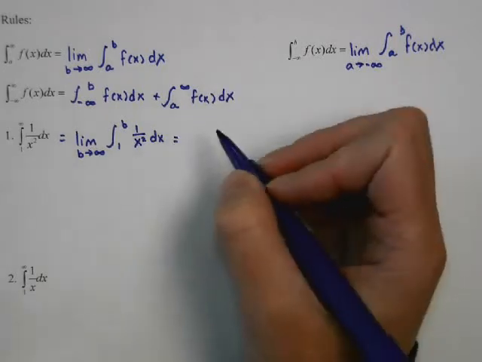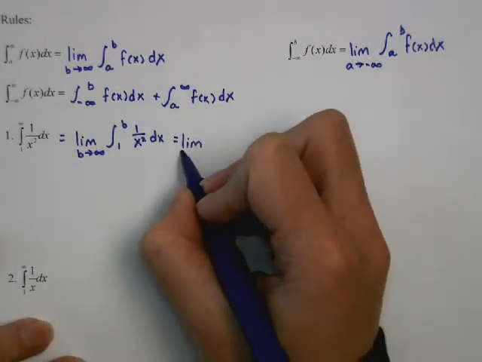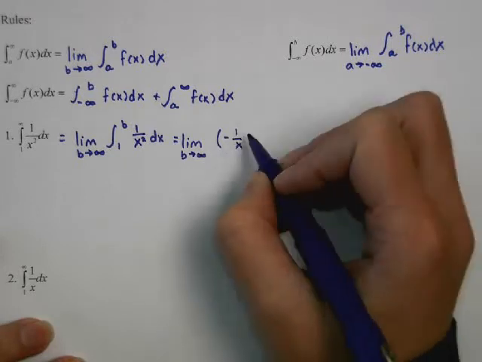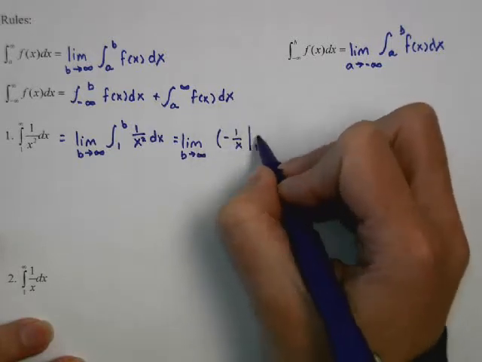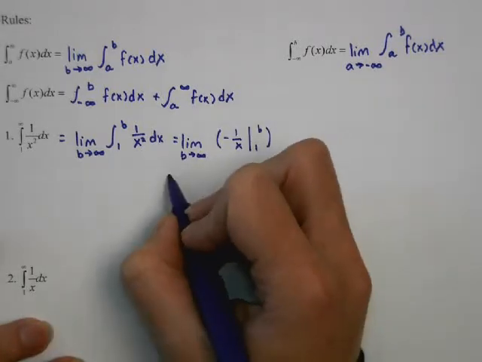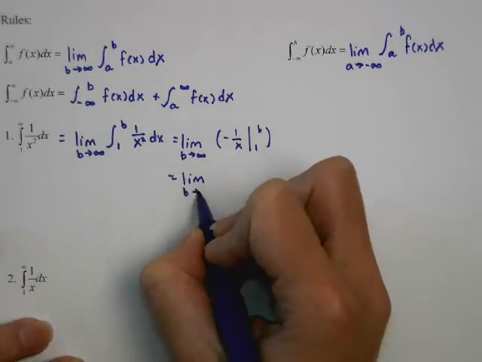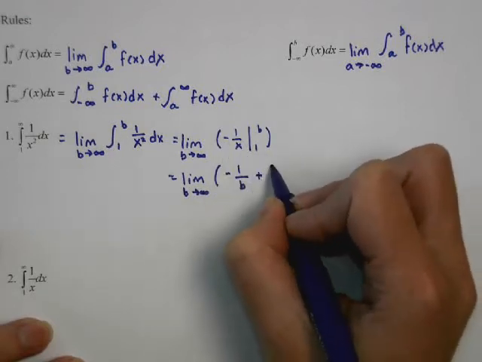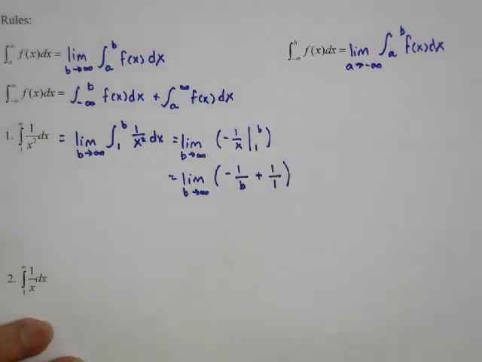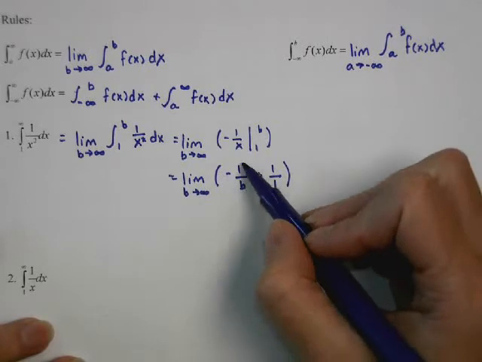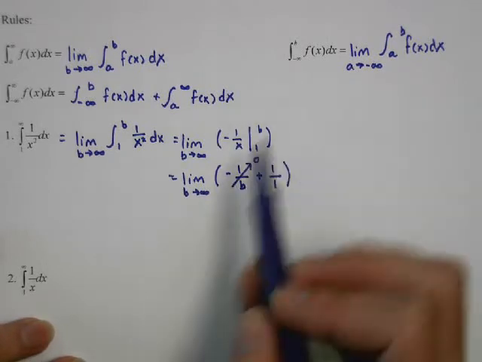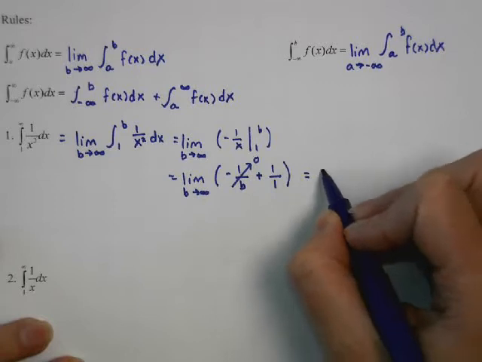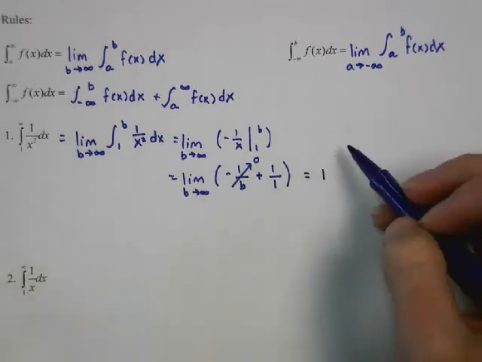So we'll evaluate this integral, and the limit's going to go along for the ride for a little bit here. The integral of 1 over x squared is negative 1 over x. We're going to evaluate that from 1 to b. So this is going to be the limit as b goes to infinity of negative 1 over b minus a negative, so this will be plus 1 over 1. Well, as we go to infinity, 1 over infinity is going to go to 0. So what we're left with is the limit as b goes to infinity. This is going to go to 0. This is going to go to 1. So this integral is 1. So in this case, we got a value.